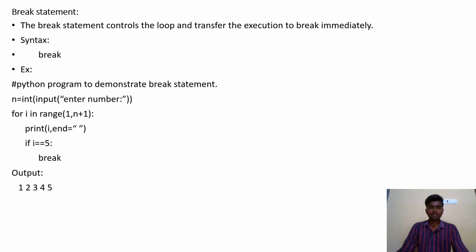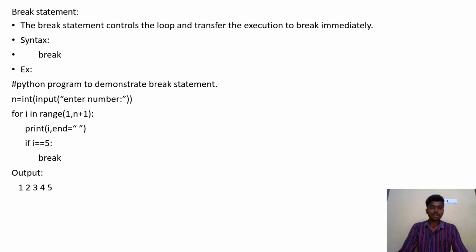And the next one is the break statement. Normally the break statement controls the loop and transfers the execution out of the loop immediately, and the syntax is break. Let us consider one example, and I am giving input through the keyboard, so that's why we follow separate syntax. n is equal to int of input of enter number. I want to check for n numbers, so that's why I am using a for loop: for i in range of 1 comma n plus 1.